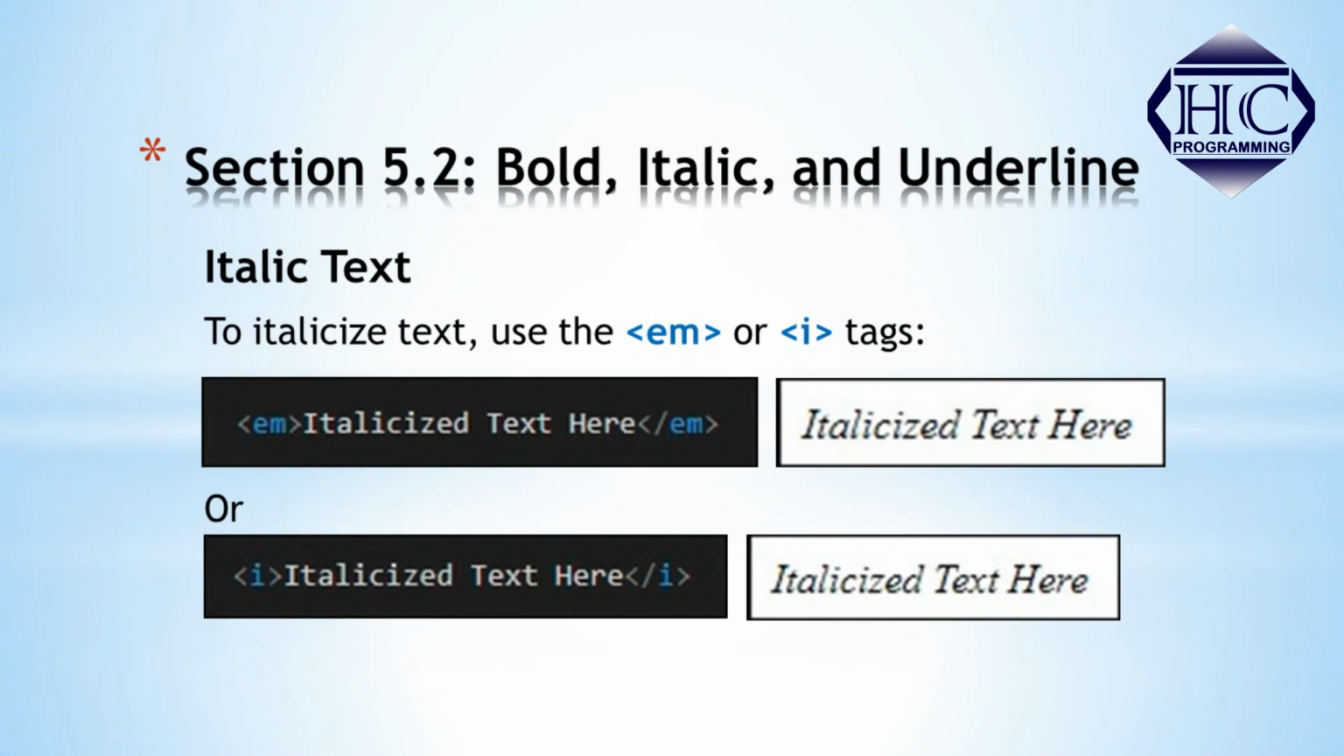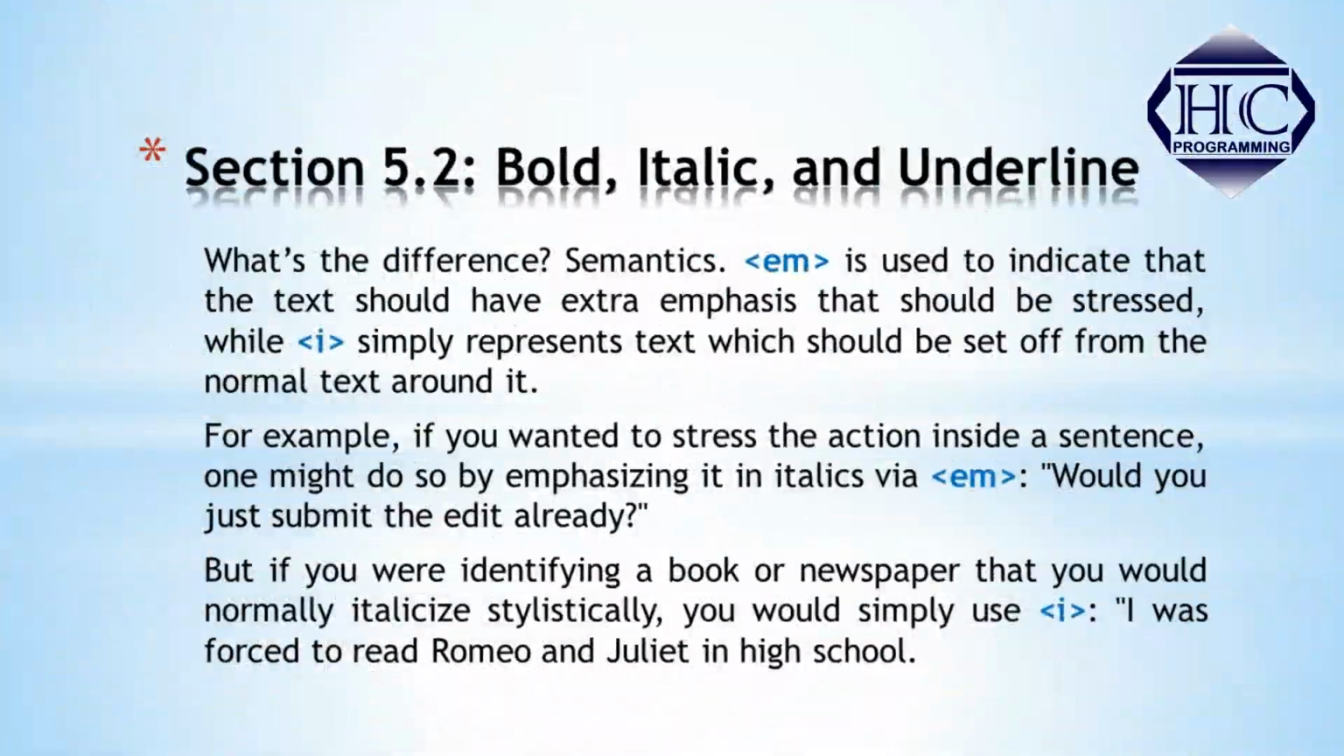Italic text. To italicize text, use the em or i tags. What's the difference? Semantics. Em is used to indicate that the text should have extra emphasis that should be stressed, while i simply represents text which should be set off from the normal text around it.